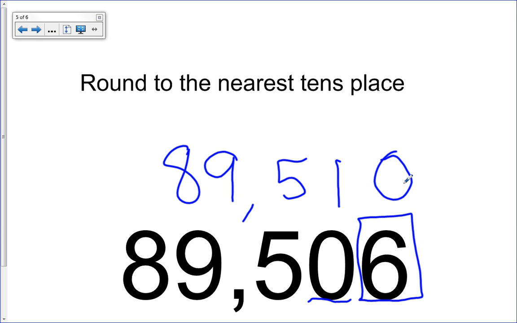So the rhyme for remembering if you leave the digit you've underlined alone or if you raise it is... You say it and then I'll try to reggae. Okay. 5 or more, raise the score. 5 or more, you got to raise the score. 4 or less, let it rest. 4 or less, you better let it rest. All right, we nailed it.